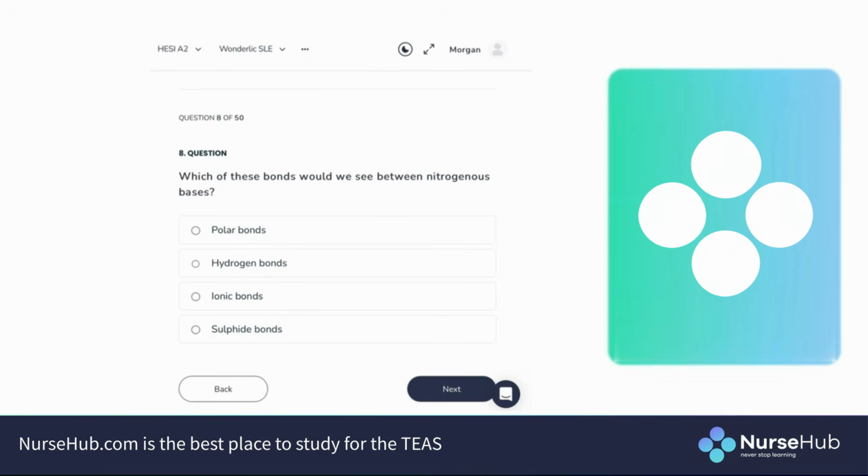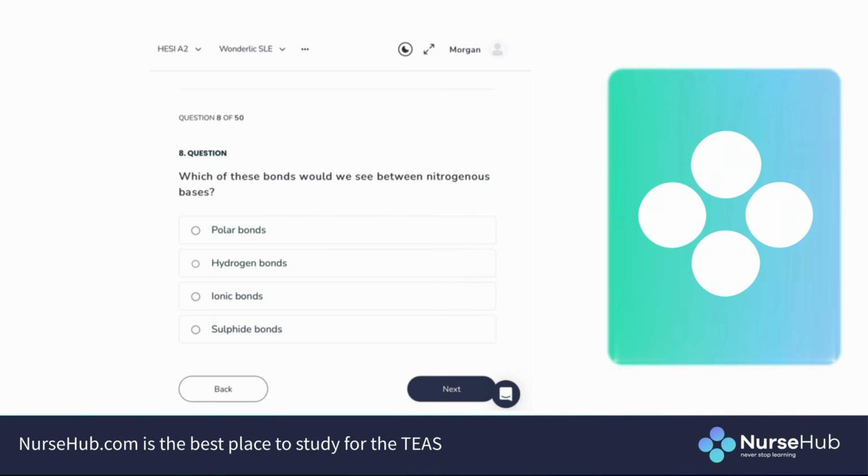Number 8 is asking us, which of these bonds would we see between nitrogenous bases? There are a few questions like this on the test that I think straddle the line between chemistry and bio. I think if you have a good understanding about the different types of bonds that exist, you can make a very educated guess on this question. If you study the bio course really carefully, you will know the answer for sure.